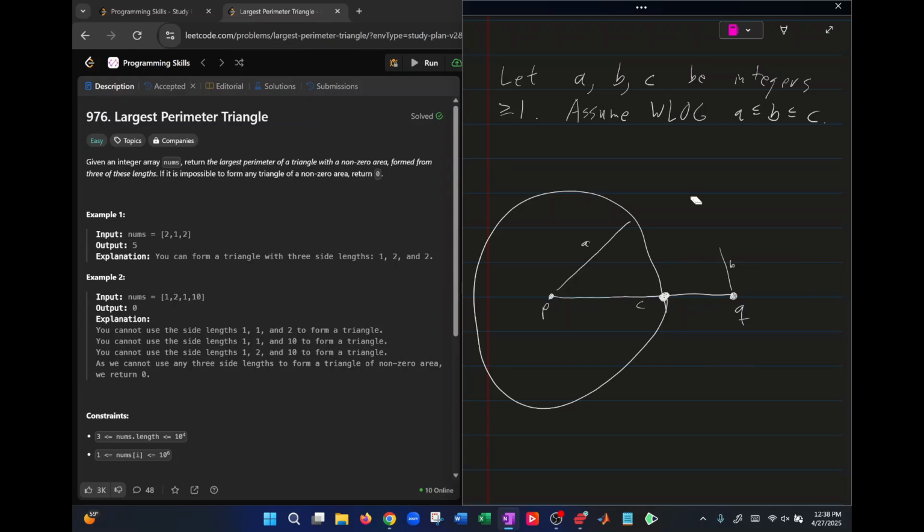Then the last scenario is one in, can I erase this? Okay, well, whatever.